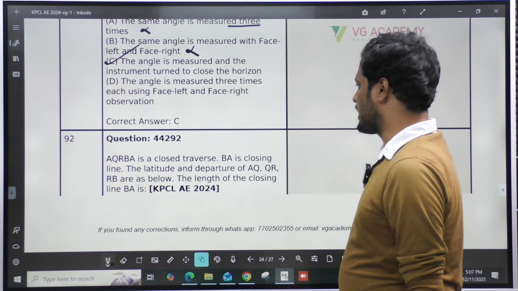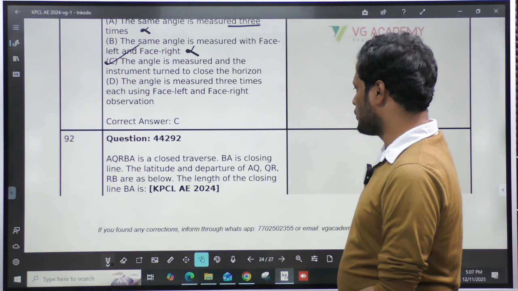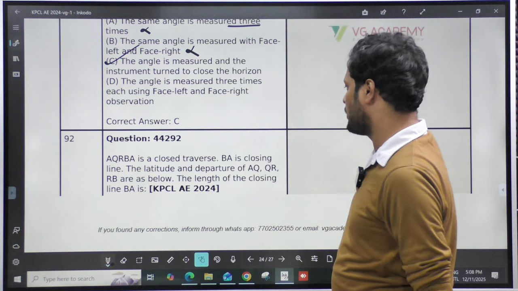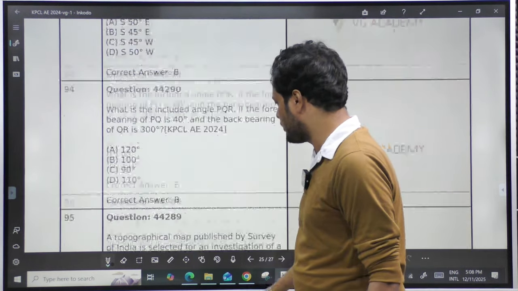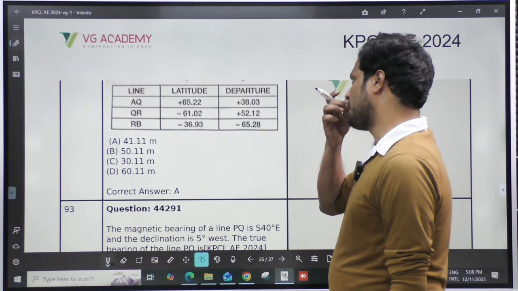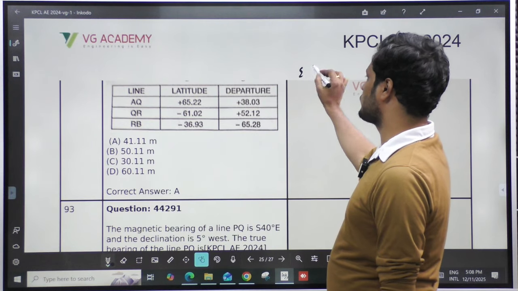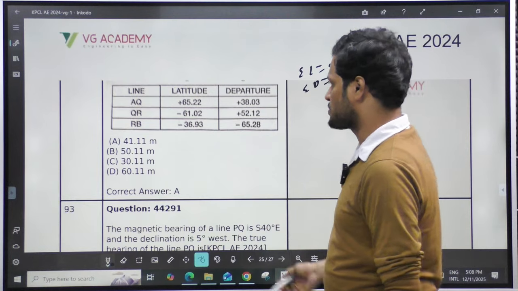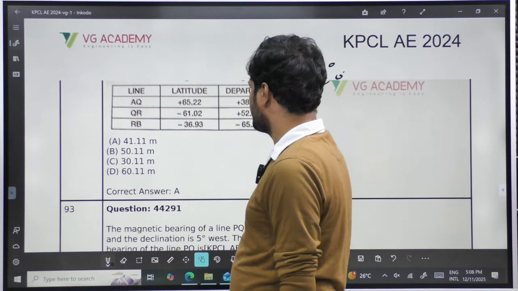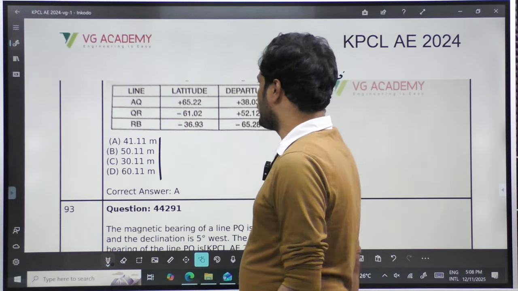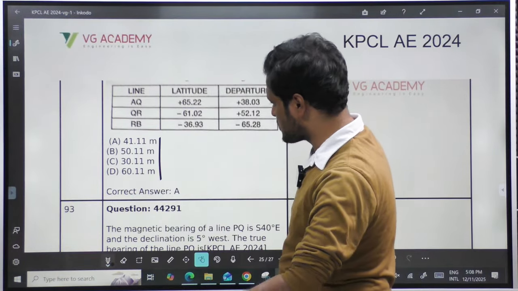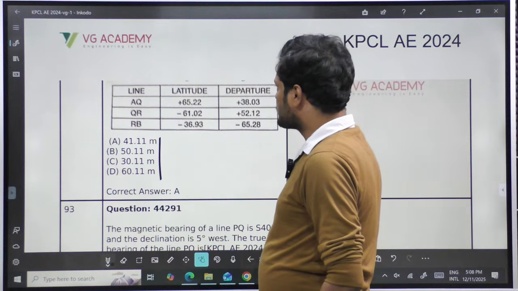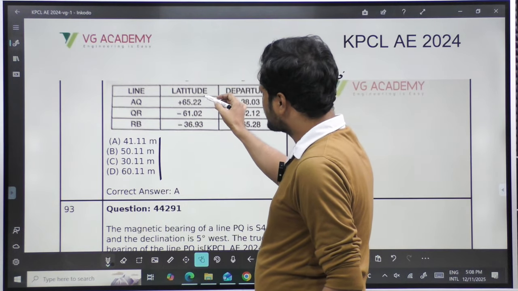AQRBA is a closed traverse. BA is the closing line. The latitude and departure of AQ, QA, QR and RB are given below. The length of the closing line BA will be? Okay, latitude and departure as given. So for a closed traverse we know sigma of latitude is 0 and sigma of departure is 0. So first we will find sigma of latitude here. We will take only till the first decimal, that's sufficient, because the difference between options is relatively large, so decimals are not that important.